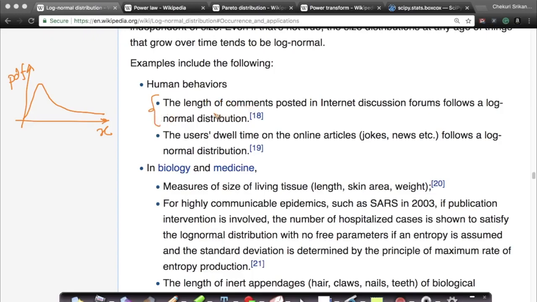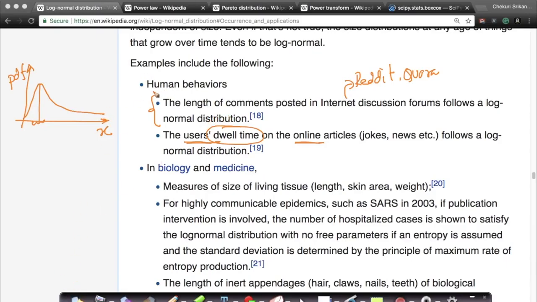The length of comments posted on internet discussions, internet discussion forums could be Reddit, it could be Quora, all these things. Most of your comments are small, but there are a small number of comments which are very, very long. Similarly, the user's dwell time on online articles, which is basically time spent on a page or an article, follows a log normal distribution, because most people spend very little time on an article, but there is a small set of users who spend a lot of time reading the article, analyzing the article, and probably posting comments on the article.